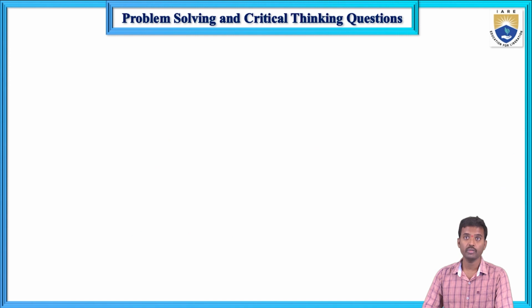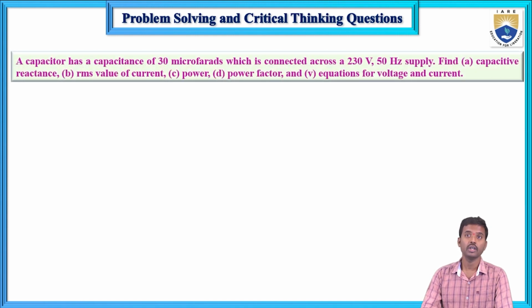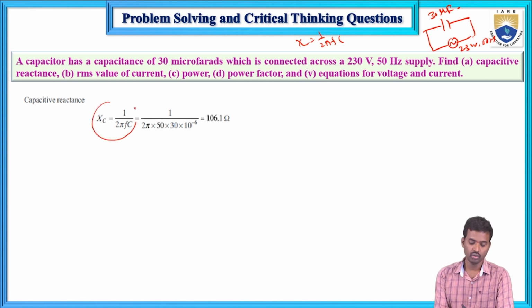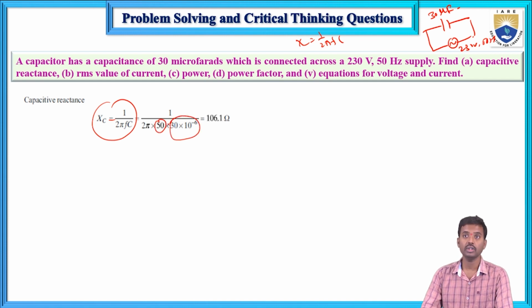Now, the last problem. The pure resistive case is completed, the pure inductive case is completed, now the pure capacitor case. A pure capacitor is connected across the AC supply of 230 volts and 50 Hz. The capacitor has a capacitance of 30 microfarads. Now calculate the capacitive reactance. Capacitive reactance Xc equals 1 by 2 pi fC. Here f is 50 and C is 30 into 10 power minus 6 farads. So that value equals 106.1 ohm.